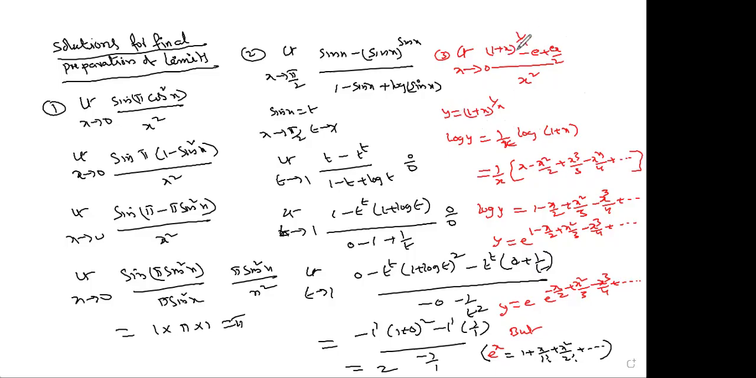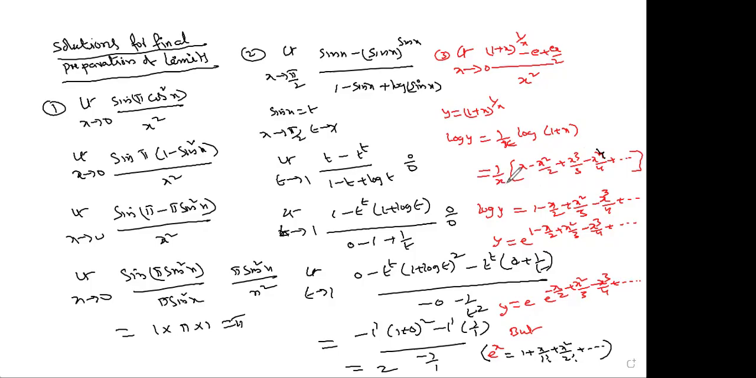I have selected (1 plus x) whole to the power of 1 by x as y. You see, the moment I applied log on both sides, I got it like this: log y is equal to 1 by x log of (1 plus x). Here, because I know this expansion of log of 1 plus x, what is that? This is x minus x square by 2 plus x cube by 3 minus x to the power of 4 by 4 plus so on.